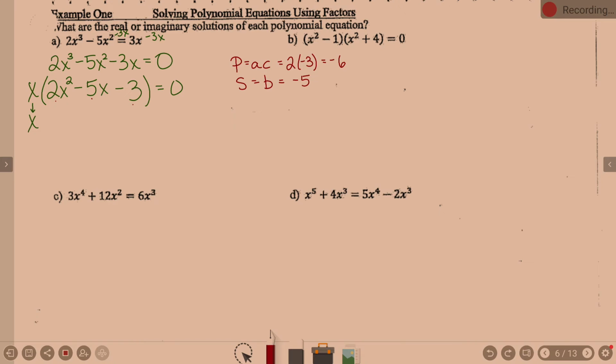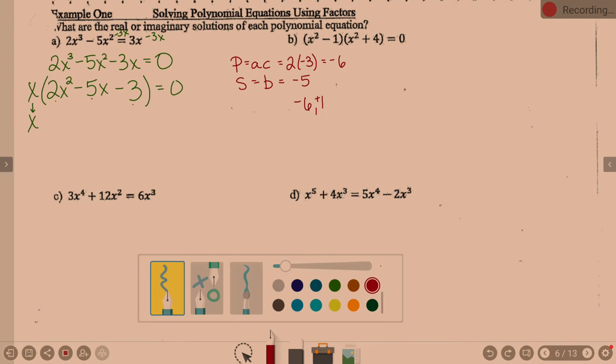3 and 2. I was going to do 6 and 1. 6 and 1. Because of the signs, we're going to have to use 6 and 1. Okay, -6 and +1. Because we need it to multiply to be a negative, so I need a positive and a negative sign. To get them to add to -5, they have to subtract to be 5. So 6 and 1. Now, what do I do?